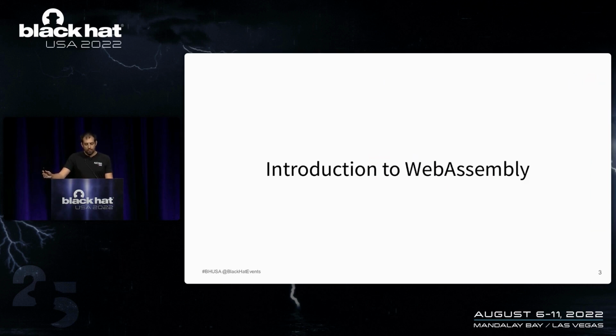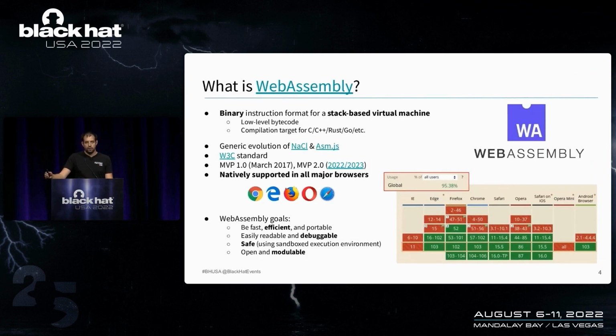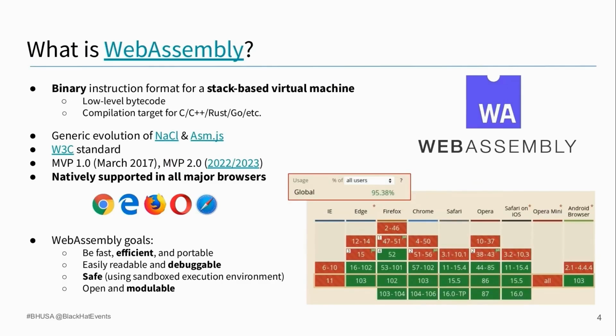So, a quick introduction to WebAssembly. WebAssembly was officially introduced in 2017 with the MVP 1.0. It's a binary instruction format, but it's not just a binary format. It's a binary format plus a text-based representation plus a stack-based virtual machine. That means a complete architecture in itself. It's been natively supported by all the major browsers for quite some time now. The main goal of WebAssembly is not to replace JavaScript, but to be in addition to JavaScript in order to be faster and so on.